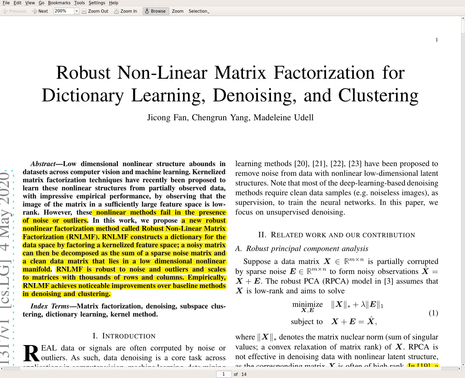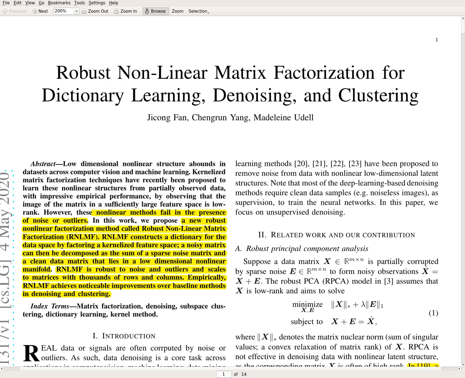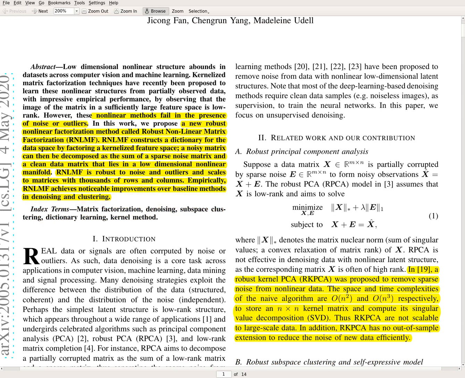Okay, next paper, just shortly. This one is called Robust Nonlinear Matrix Factorization for Dictionary Learning, Denoising and Clustering, from Jicong Fan, Chengrun Yang, and Madeleine Udell. Jicong Fan is the author on both papers. This new paper is from 2020. This paper is basically an improvement on the previous paper, where they reduced the computational requirements for the method, but I think the idea is rather similar.